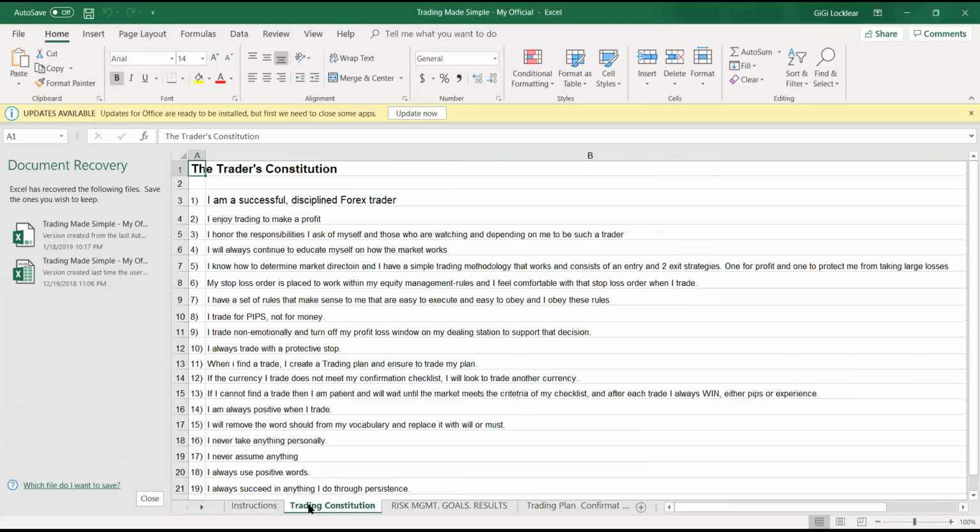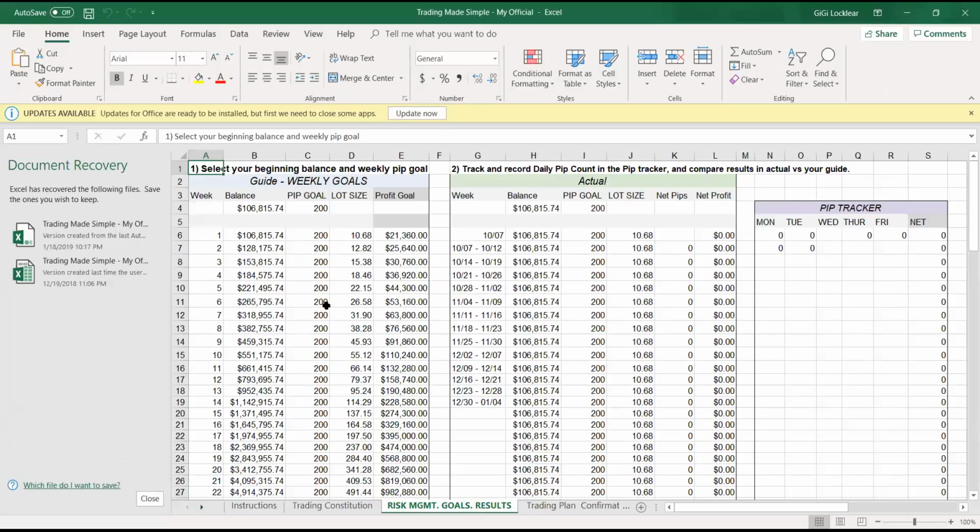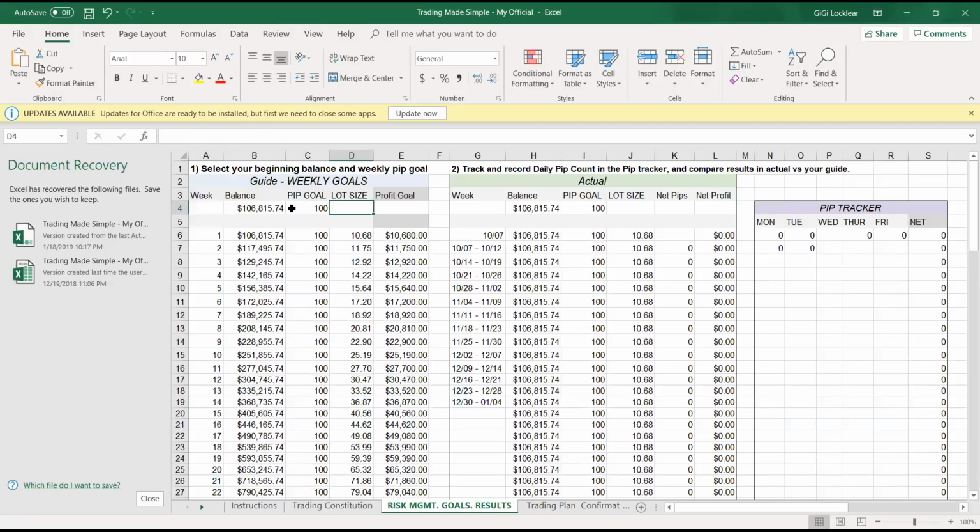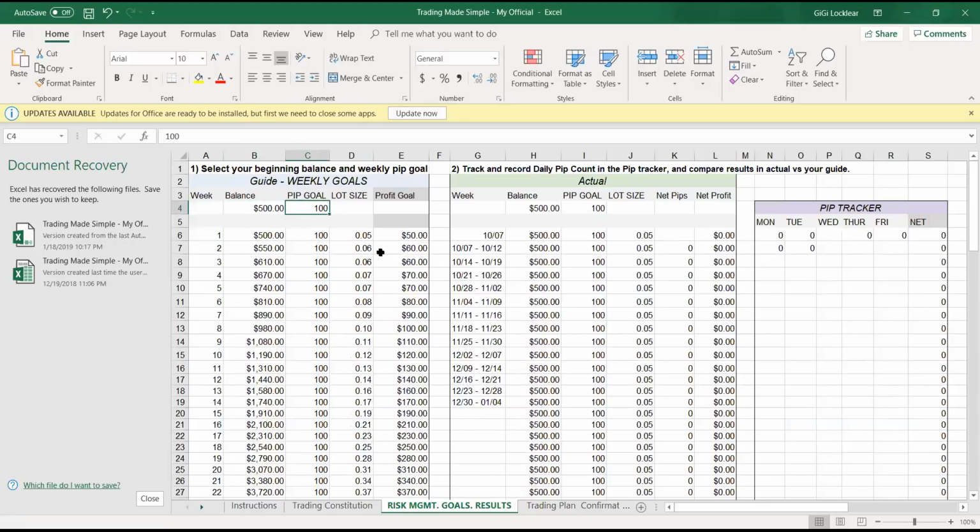All right, here is just the trader's constitution, risk management goals and results. You would put your weekly goals as far as pip size. Like if you wanted to catch 100 pips this week, and your account balance you started with was $500, it would calculate the lot size that you would need to trade at. Okay. Yeah, I need that. Please send that. And there's a pip tracker where you can put how many pips.